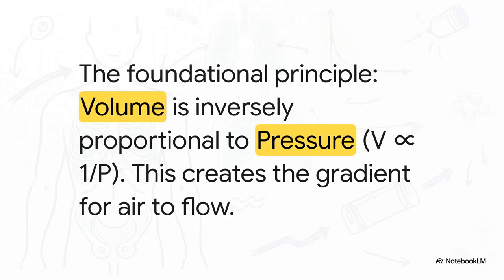And it all comes down to this one simple, elegant rule, Boyle's law. It just says that as you increase the volume of a container, the pressure inside it goes down. So, when your diaphragm contracts, it increases the volume of your chest. That makes the pressure inside your lungs drop just below the pressure of the air around you, and poof, air rushes in. It's that simple.